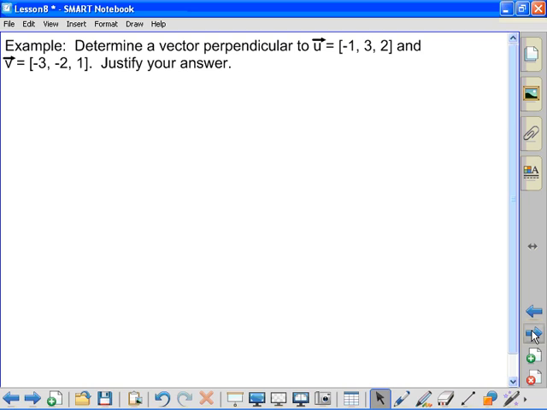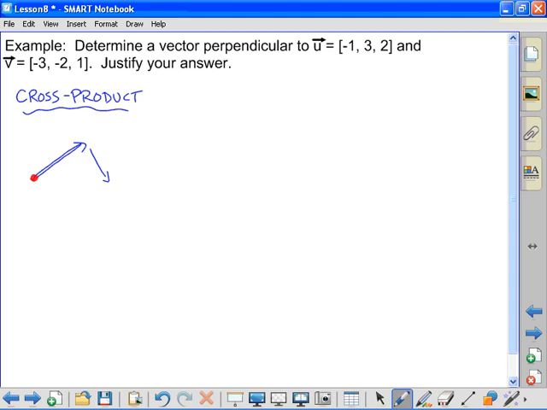Okay, so the example: determine a vector perpendicular to u and v. So we have two three-dimensional vectors given to us. We need to find a vector that's perpendicular to both. Remember, right away, I'm thinking cross product, obviously because we're in this particular unit. But remember, with cross product, when you have a lever arm and a force applied to it, the force is going to come either in or out of the page, which is perpendicular.